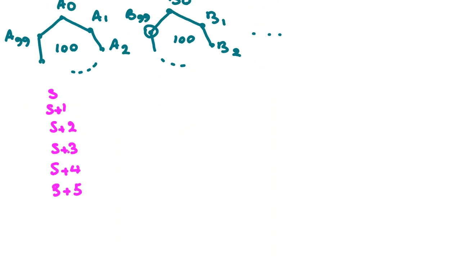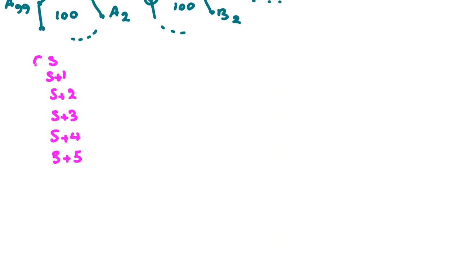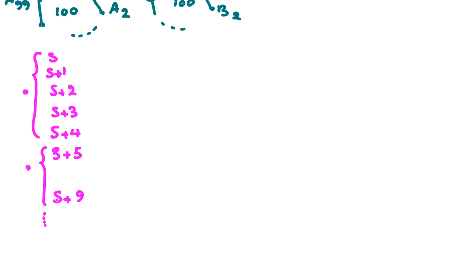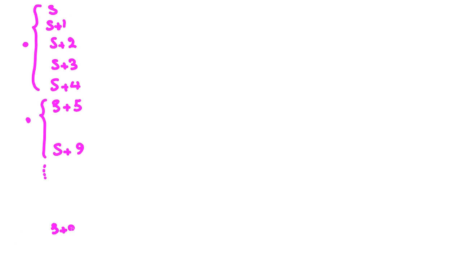And so, in each 5 consecutive numbers, we can see all remainders when divided by 5. So exactly one of them is a multiple of 5. Again, from S plus 5 to S plus 9, we have exactly one good number, and so on up to S plus 99. And here is S plus 95. Again, one good number.